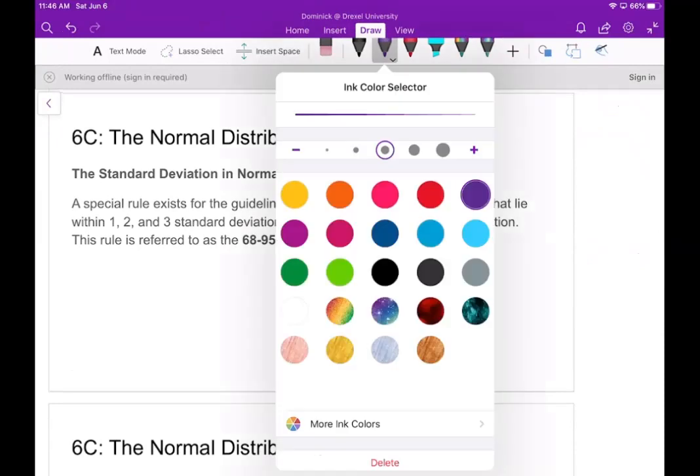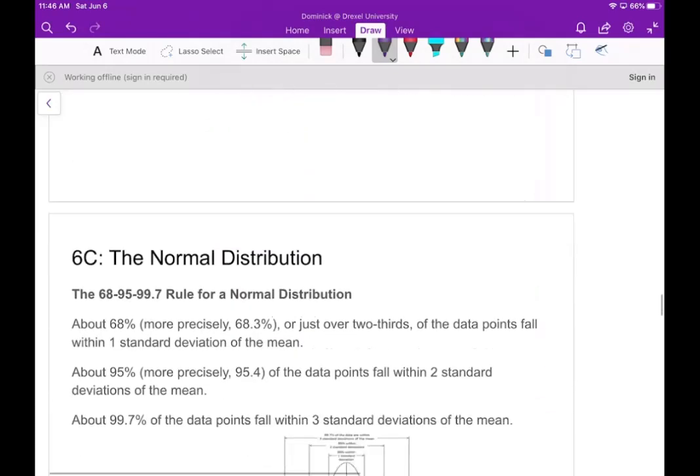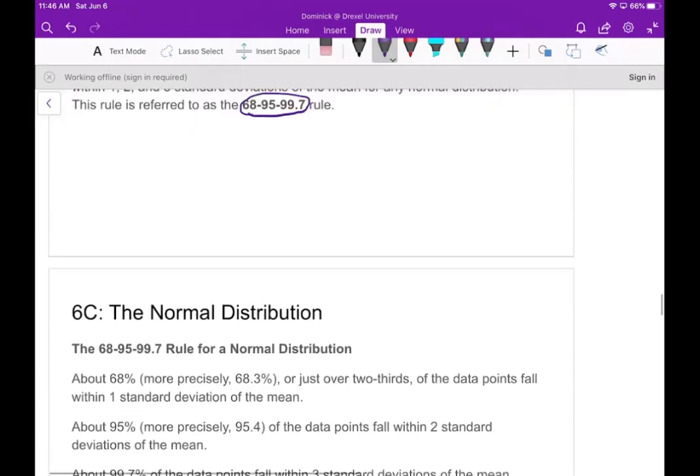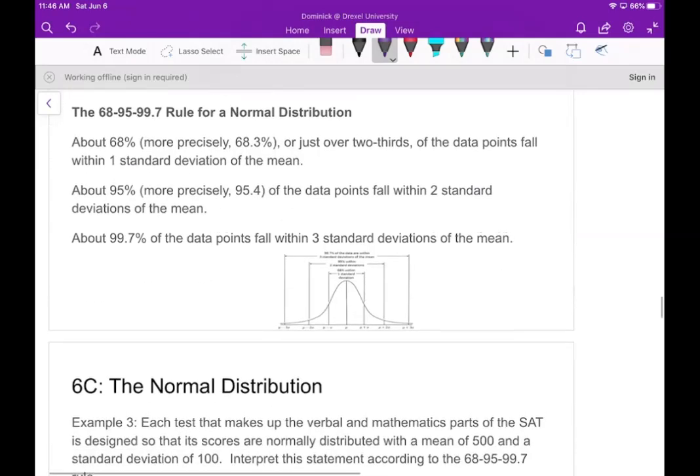Now, a special rule exists for the guidelines for the percentage of data values that lie within 1, 2, and 3 standard deviations of the mean for any normal distribution, and this is called the 68, 95, 99.7 rule. And here's what we mean by this. So let me go ahead and draw it out here.